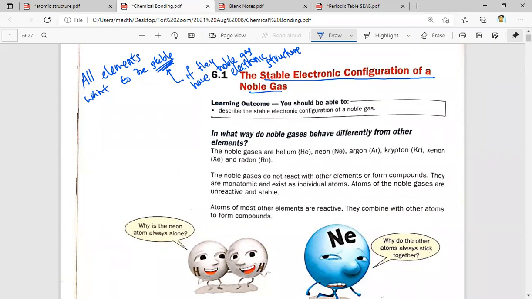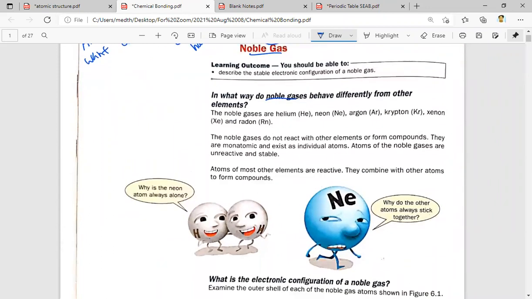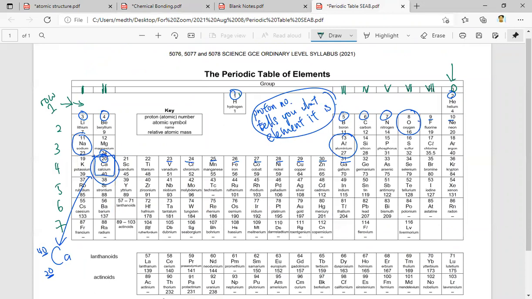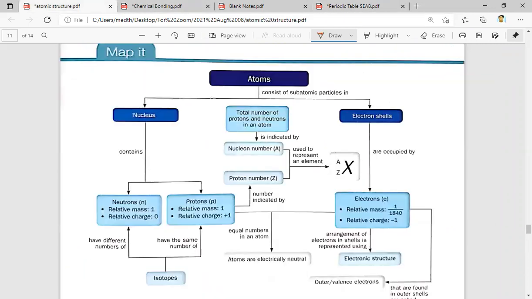So what exactly is this noble gas electronic structure? That's where we start to look into what we call the noble gases. We see that all noble gases have an electronic configuration that is stable. So why are they stable? We're going to look into that. Let's start off. Noble gases are what we have here: helium, neon, and so on. Where can we find noble gases? These are all the noble gases. All your group 0 elements are your noble gases.